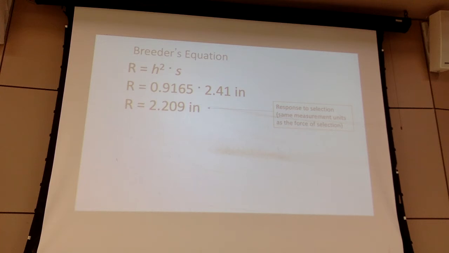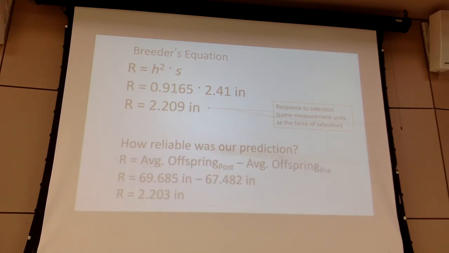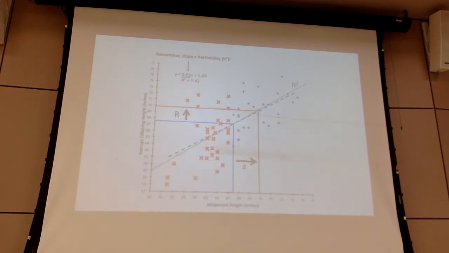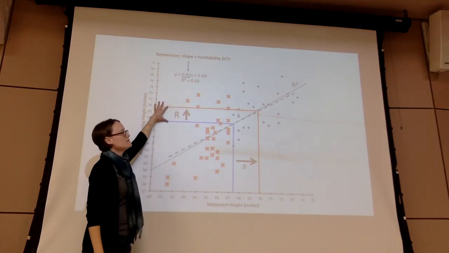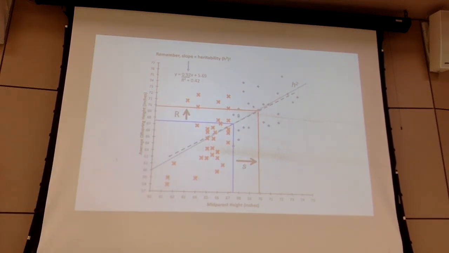All right, so if we use the breeder's equation with my 2.41 inches of selection, then the response to selection is in the same units as the force of selection, and we can say, how reliable would our prediction have been? The response of those offspring was 2.203 inches if we were to go back in time and do that twice. So it's pretty close to what we actually see.